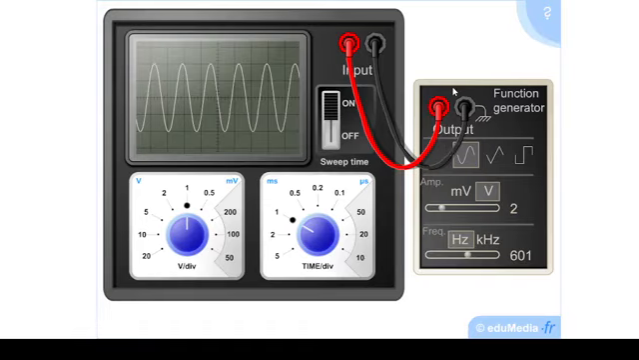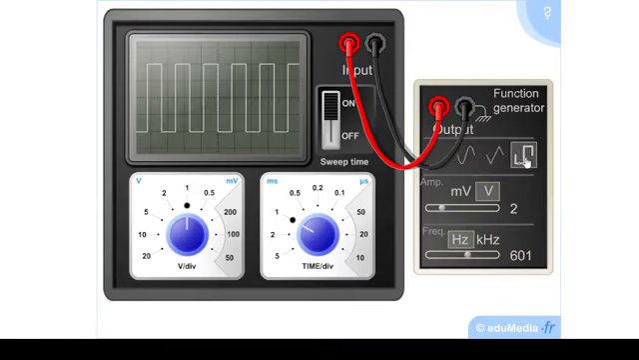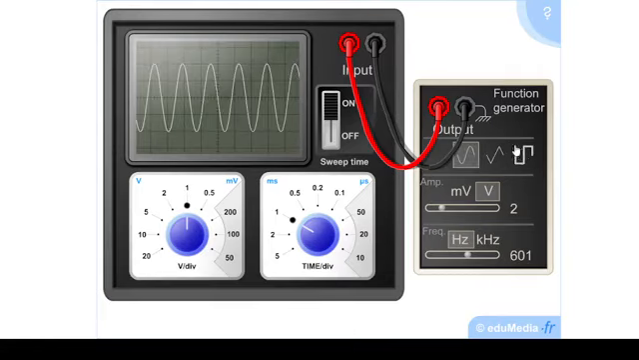Here you are viewing a function generator and a CRO. The function generator is an input device. From the name we can understand, the function generator can also be called a signal generator. It can generate a sine wave, a triangular wave, or a square wave. So, signals can be generated by using the function generator.